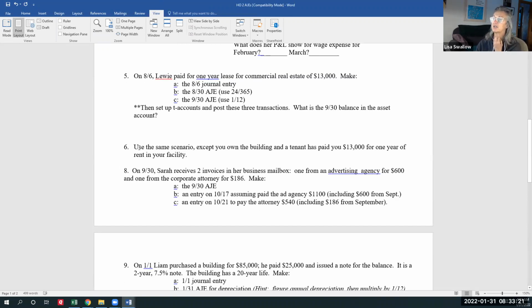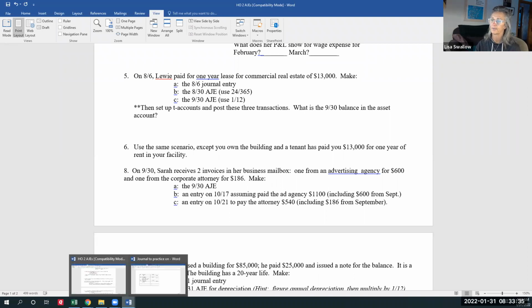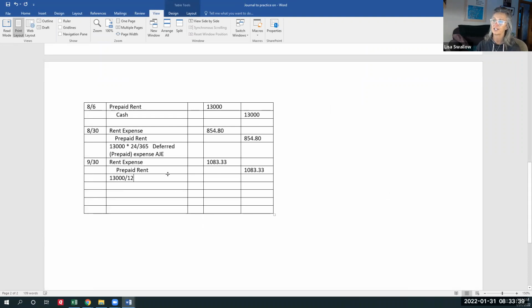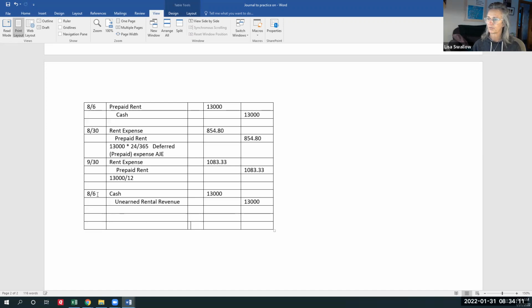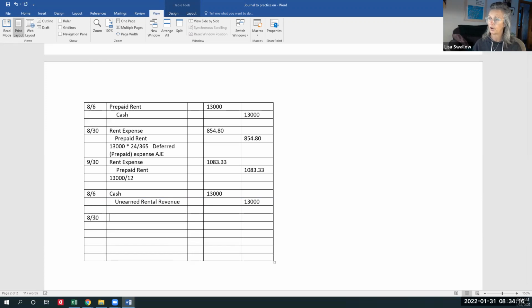Okay, then in number 6, it says use the same scenario, except this time you own the building and a tenant has paid you the $13,000 for 1 year of rent in your facility. So we're going to use all the same numbers, except for this time you got the cash and you have to provide the space to a tenant. So what are we doing here? Got the cash. Can I book revenue? And I can't because I haven't earned it yet. It's unearned rental revenue. So at the end of August, same numbers, I've got to move a little piece of that unearned rental revenue onto the P&L.